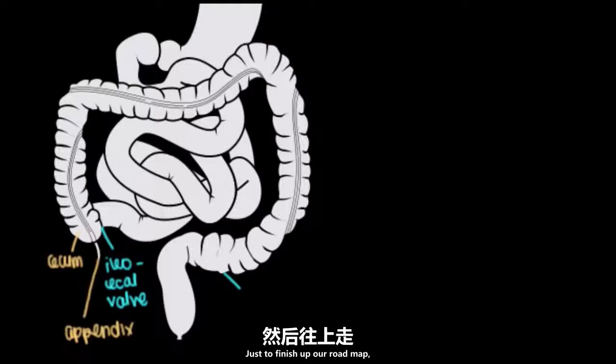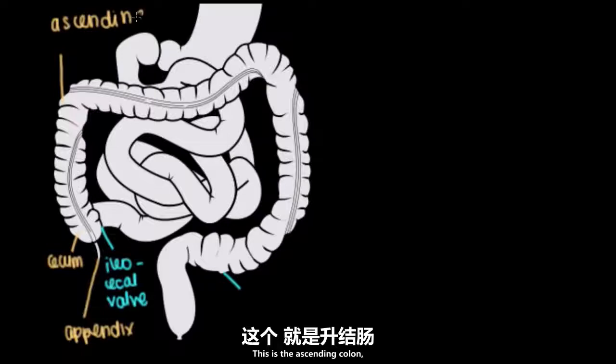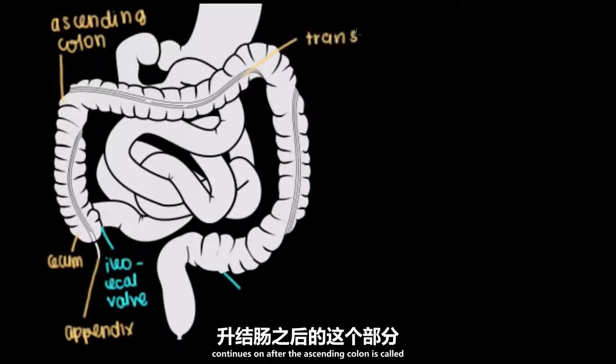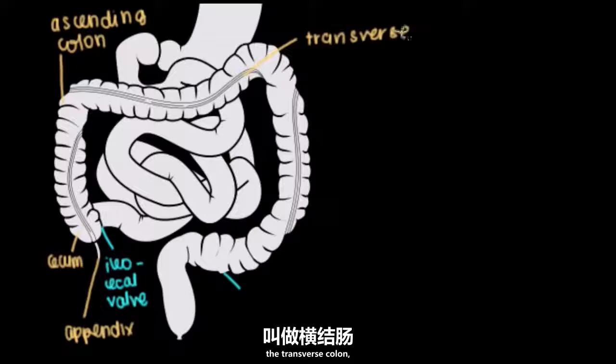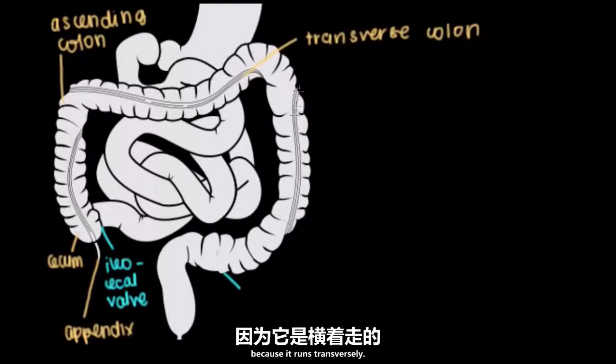And just to finish up our roadmap, this part of the large intestine as it ascends upwards is called the right colon, but most specifically we call it the ascending colon. This is the ascending colon, and it does exactly what its name suggests. It ascends upwards. It goes from the inferior point of your abdomen to a more superior point or above, and then we go this way. We run transversely, right? And so the part of the large intestine that continues on after the ascending colon is called the transverse colon. Another great name that describes how it runs, the transverse colon, because it runs transversely.